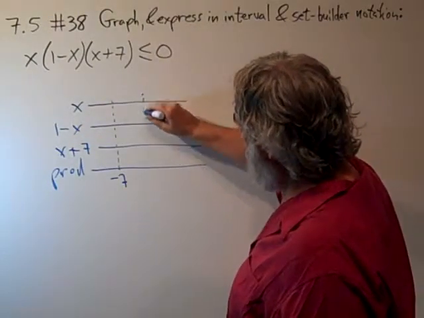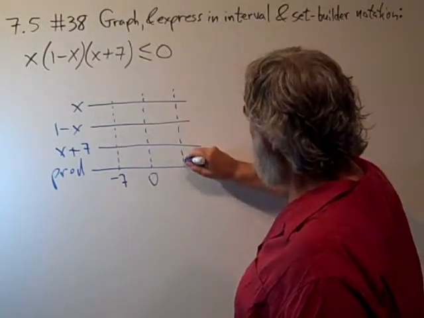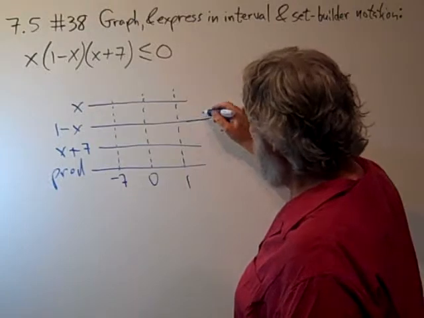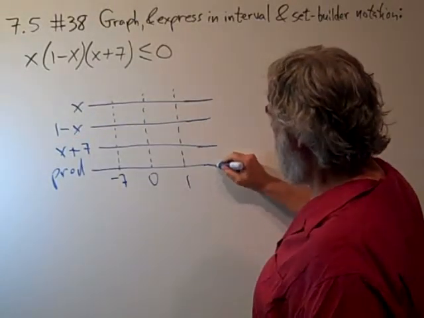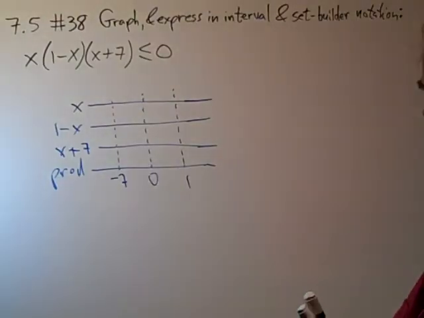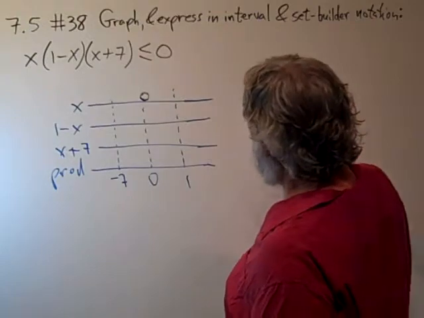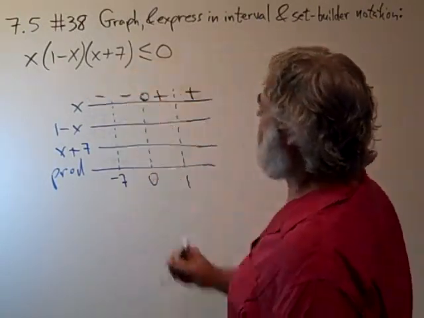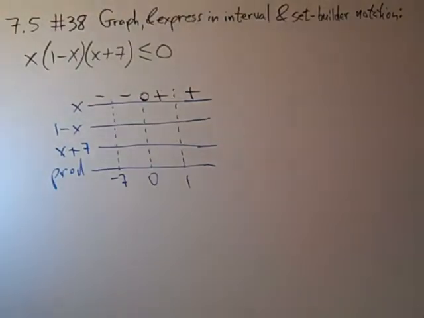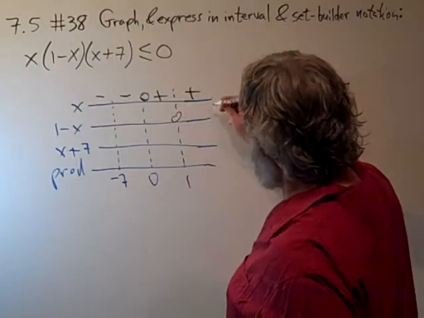When x equals 0, this one is 0, and when x equals 1, then 1 minus x is 0. So, when x is 0, x is 0. And if x is bigger than 0, then x is positive. If x is less than 0, then x is negative. 1 minus x is equal to 0 when x equals 1.